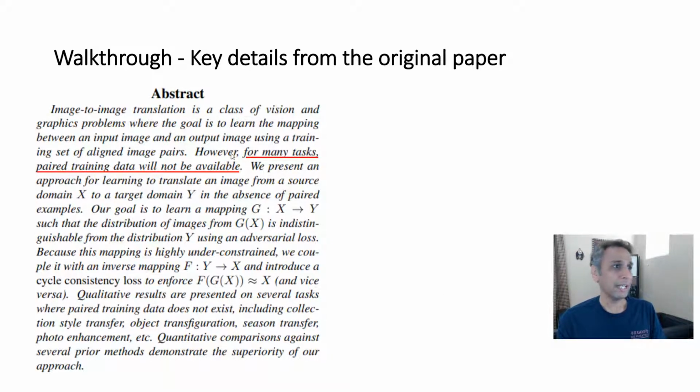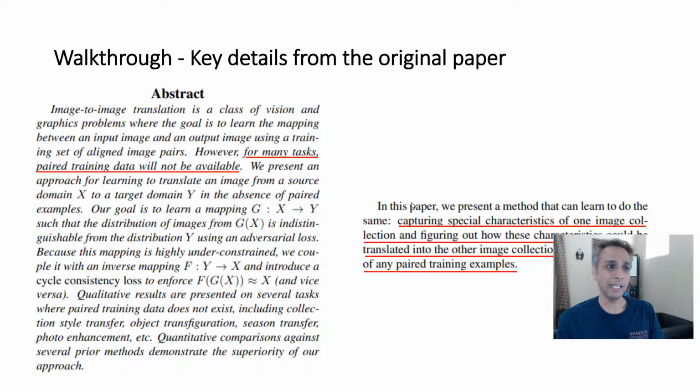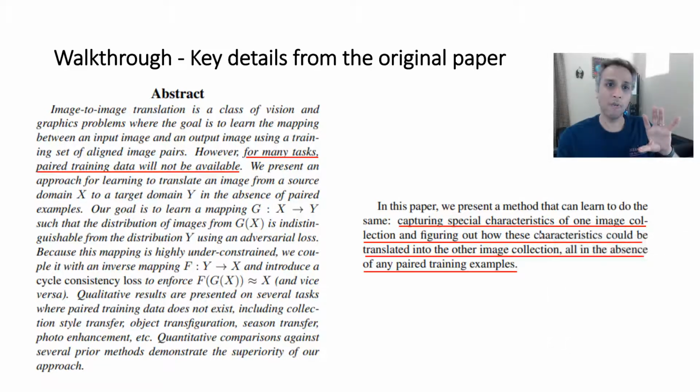First of all, the motivation for this paper, we already looked at it. For many tasks, paired training data will not be available. So that's the key motivation there. And in this paper, they're talking about capturing special characteristics of one image collection, like these Monet paintings. What characteristics do these paintings have? And figuring out how these could be translated into the other image collection, of course, in the absence of any paired training example.